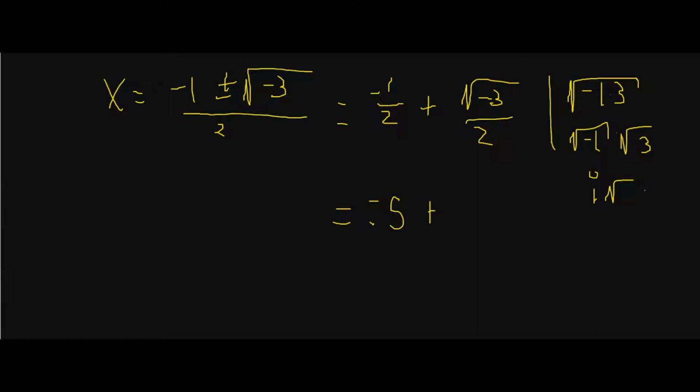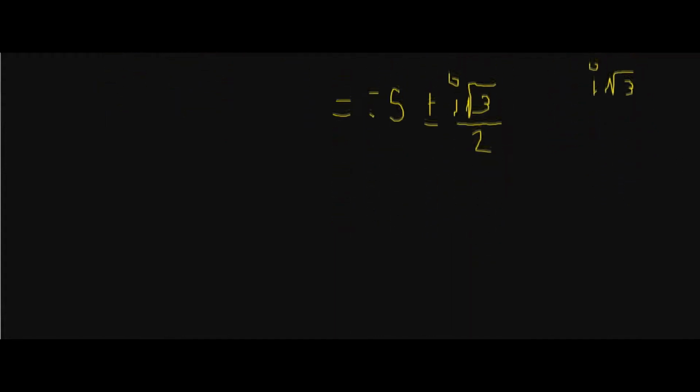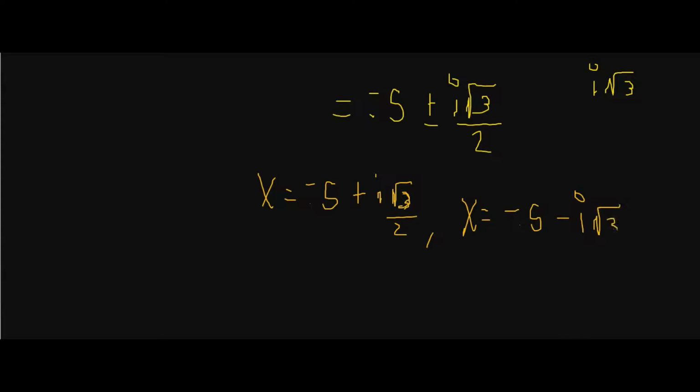We're getting complex roots, imaginary roots. And so we're going to get i square root of 3 all divided by 2. Oh, don't forget our plus or minus here. Okay? So now that we got this, our roots are x equals negative 0.5 plus i square root of 3 divided by 2, and x is equal to negative 0.5 minus i square root of 3 over 2.